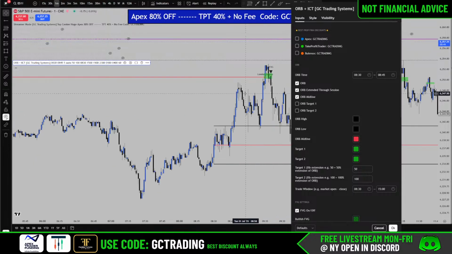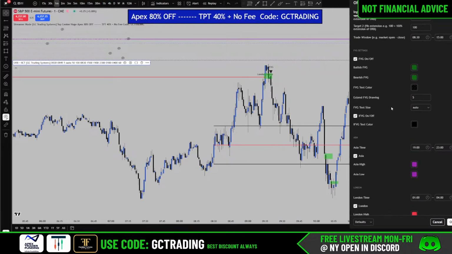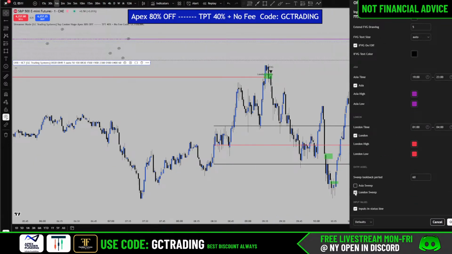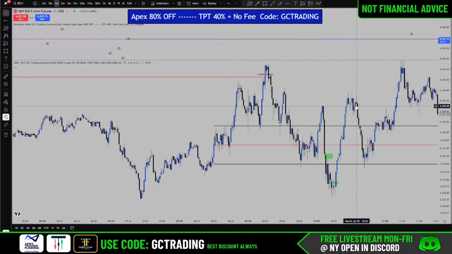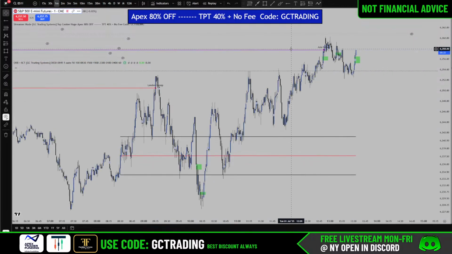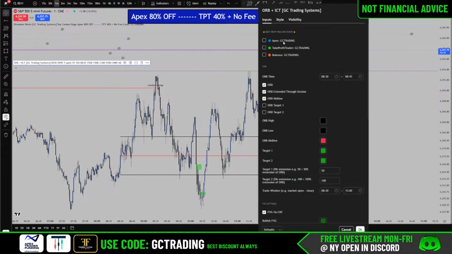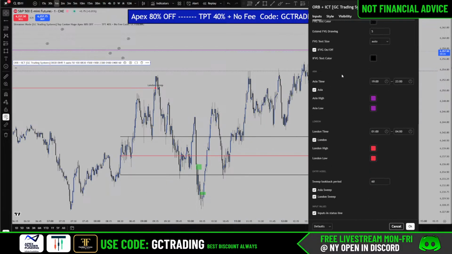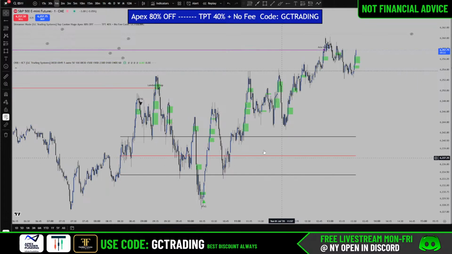It now draws your London and Asia sessions, and then you can go in and filter. Let's say you wanted to take out only the ORB. Then it's going to give you the inversion there. Or let's say you want London high swept, it gives you the signal there. If you want Asia and London, it's going to give it to you over here. It's pretty cool, and there are a lot more updates coming into it as well.